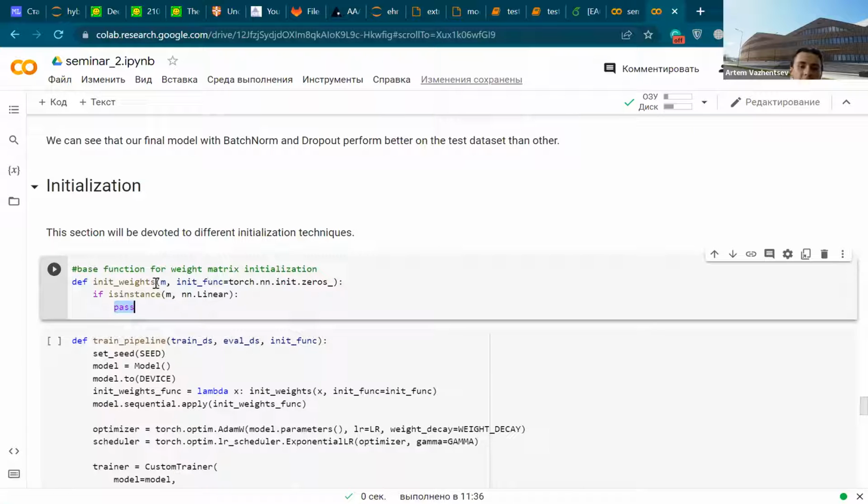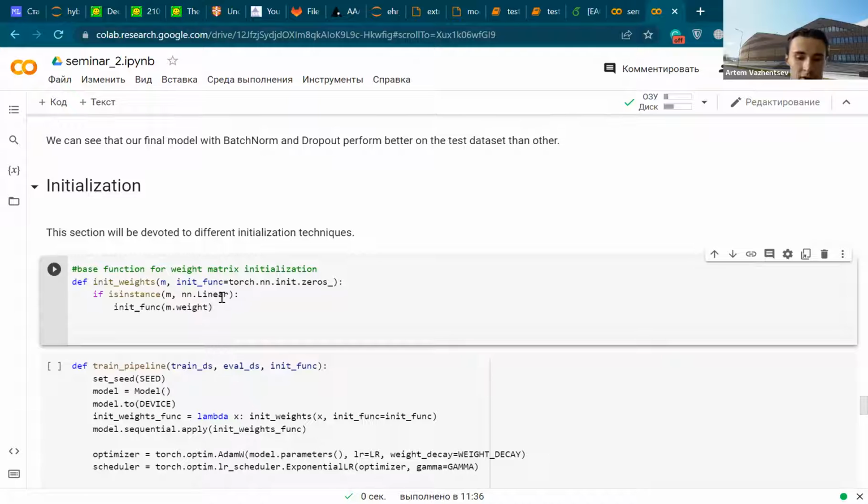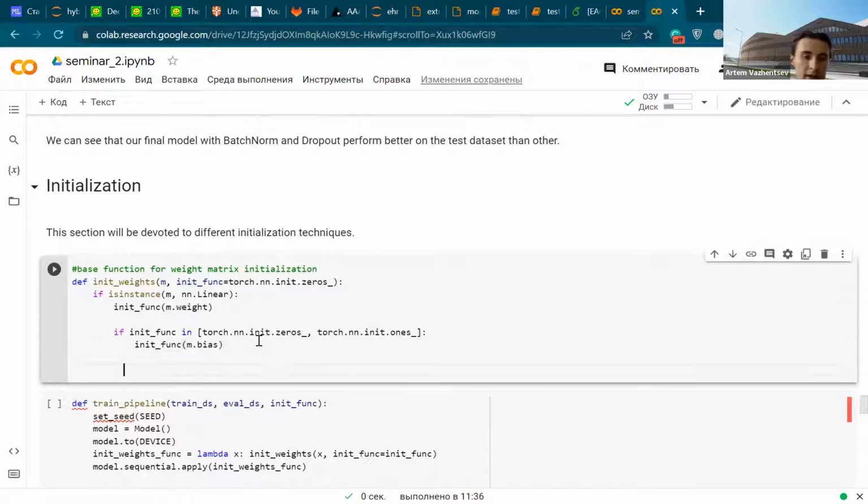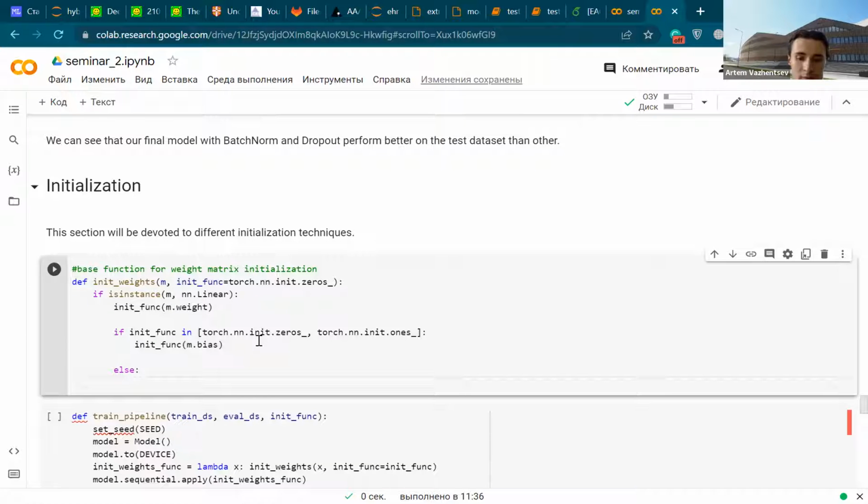Here we implement a function which receives an initialization function from torch. Here we just apply weights from the linear layer to our initialization function, and also for bias values. If our initialization function is only with zeros or ones, we can also initialize our bias with ones. In other cases, we can initialize bias values with some constant.